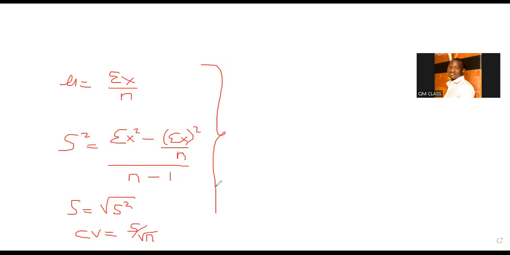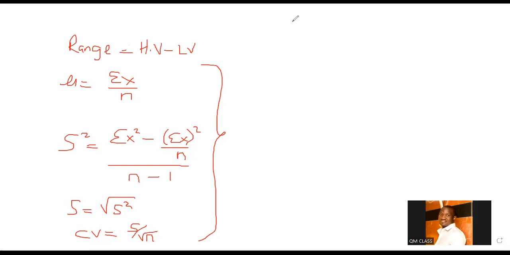Okay, these are measures of central tendency. Our range is simply given by what? The maximum value of x, the highest value of x, minus the lowest value of x. So I expect you to answer this question on your own. Let me just use my simple figures so that I move fast.